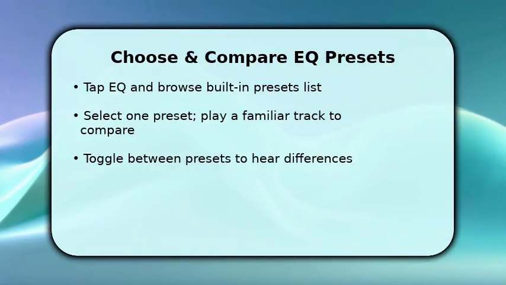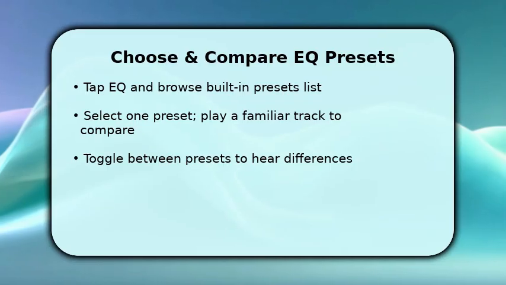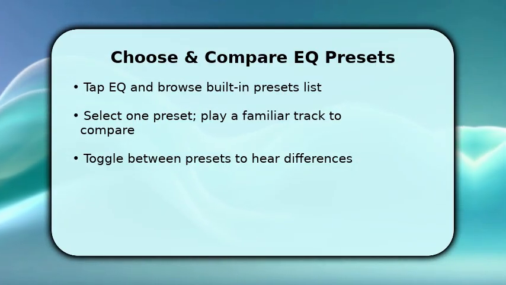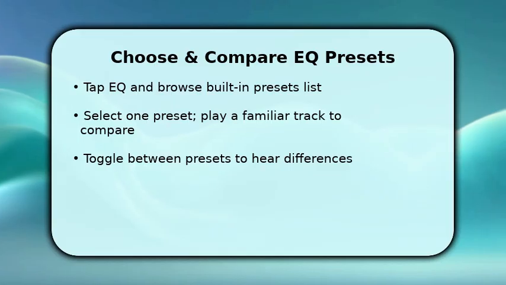Now you'll pick and compare presets. Tap EQ to open the built-in list and tap a preset to enable it, then play a song you know well so frequency changes are obvious. You should listen for bass, mid-range clarity, and treble sparkle. Once you hear a change, switch to another preset to compare.